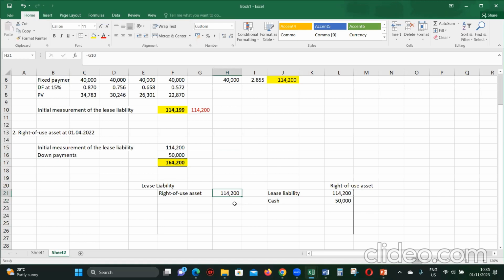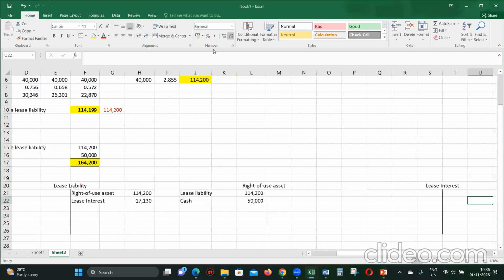After recording the right of use asset and the lease liability in these two accounts, the next step is what? I told you that during this period, the lessee has to pay lease interest as well. Now, how is this lessee computing the lease interest paid to the lessor? We have to take the lease liability. In this year, the lease liability is 114,200. This is the amount we computed. Out of this 114,200, you have to take 15%. That is the lease interest. So that is 17,130.